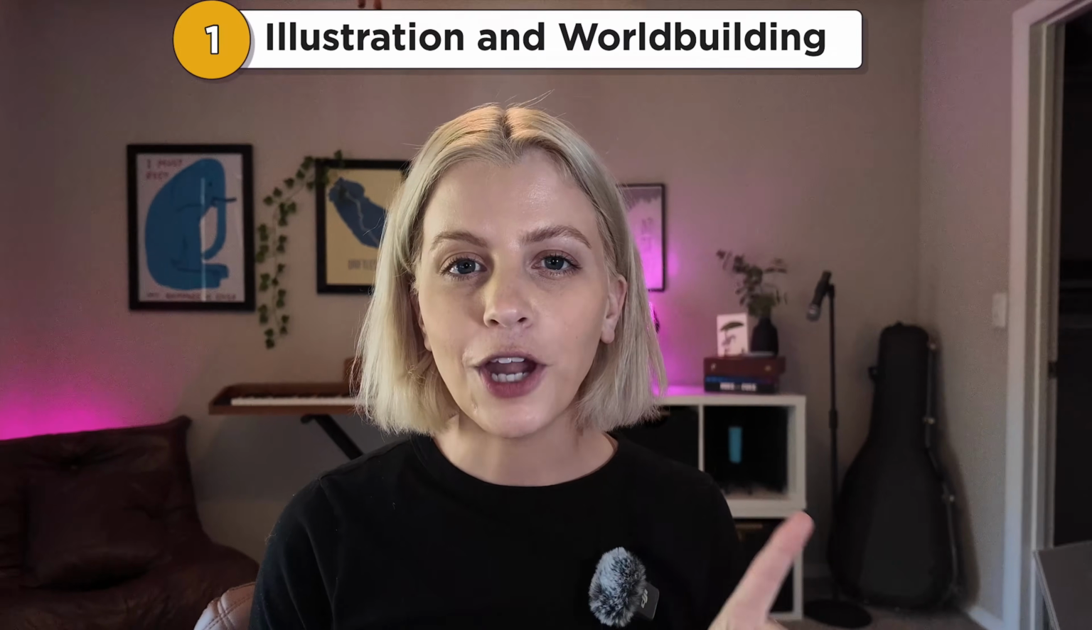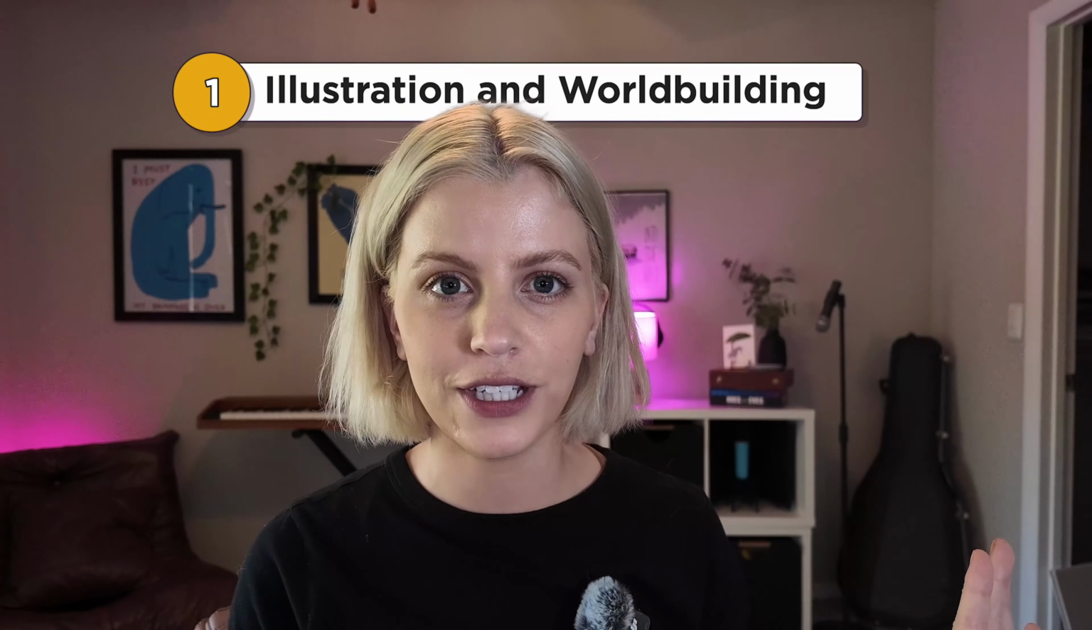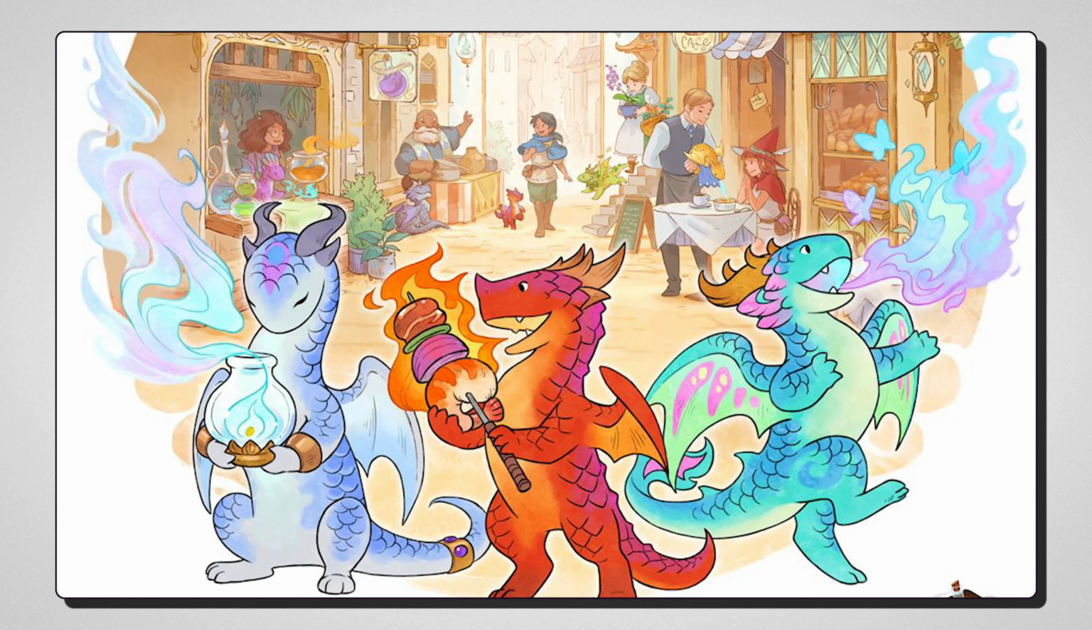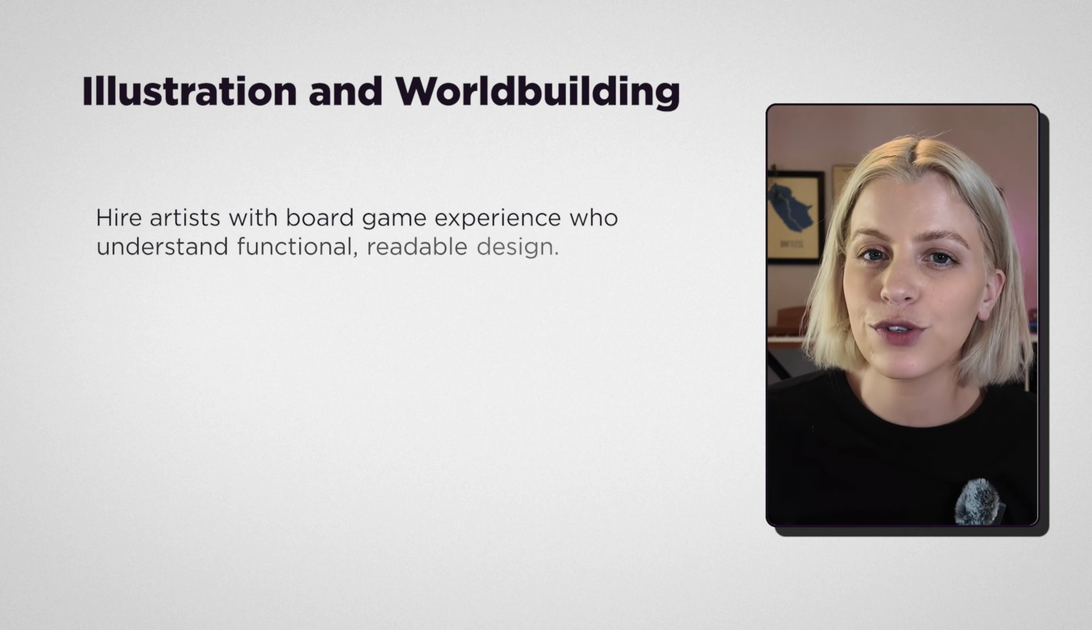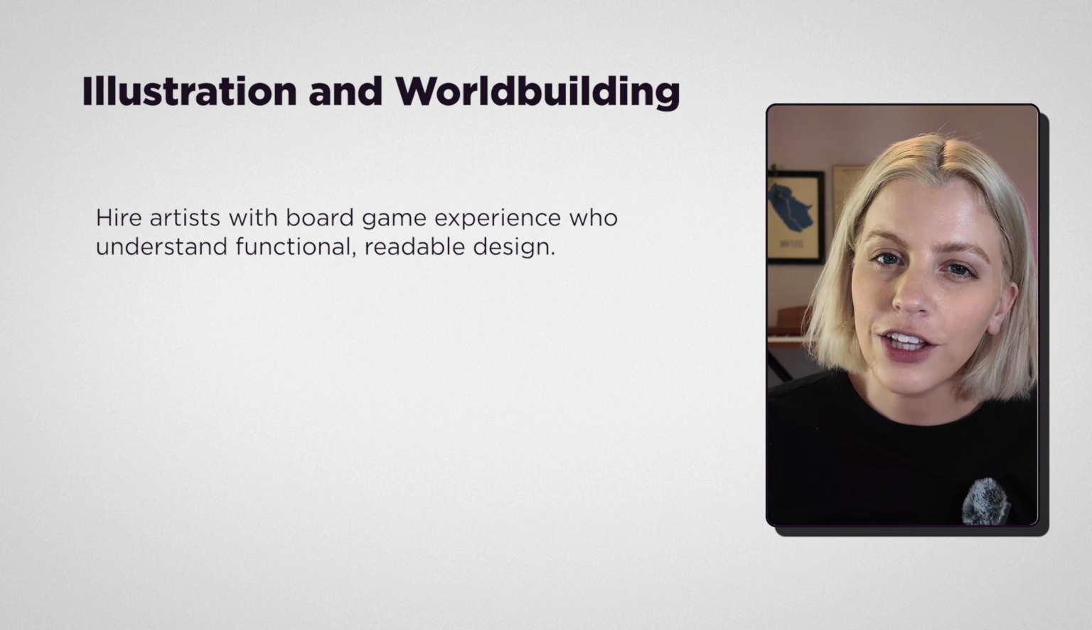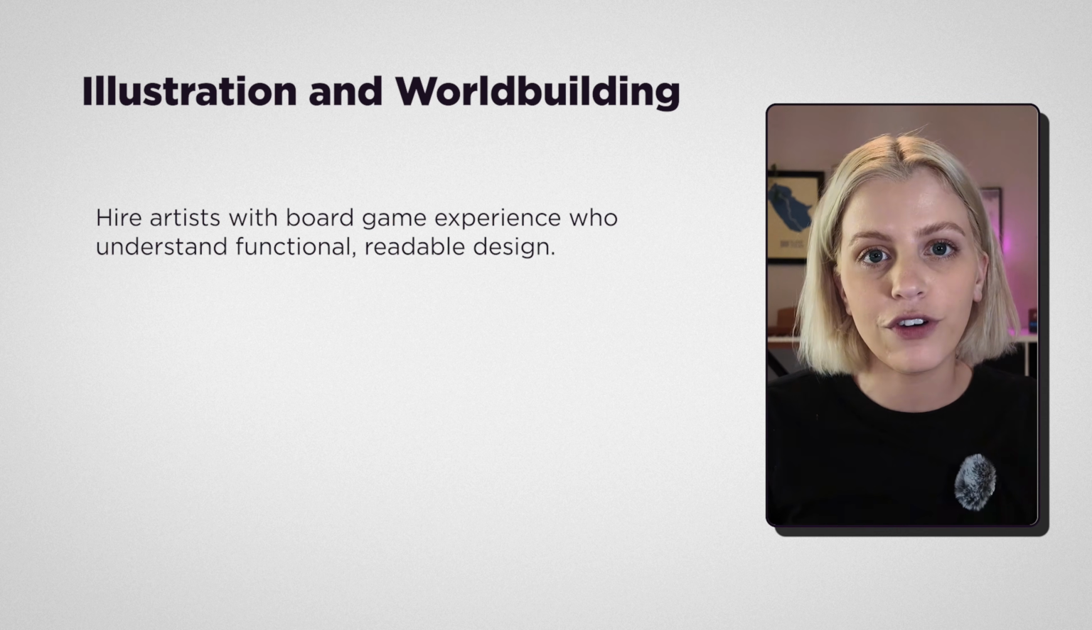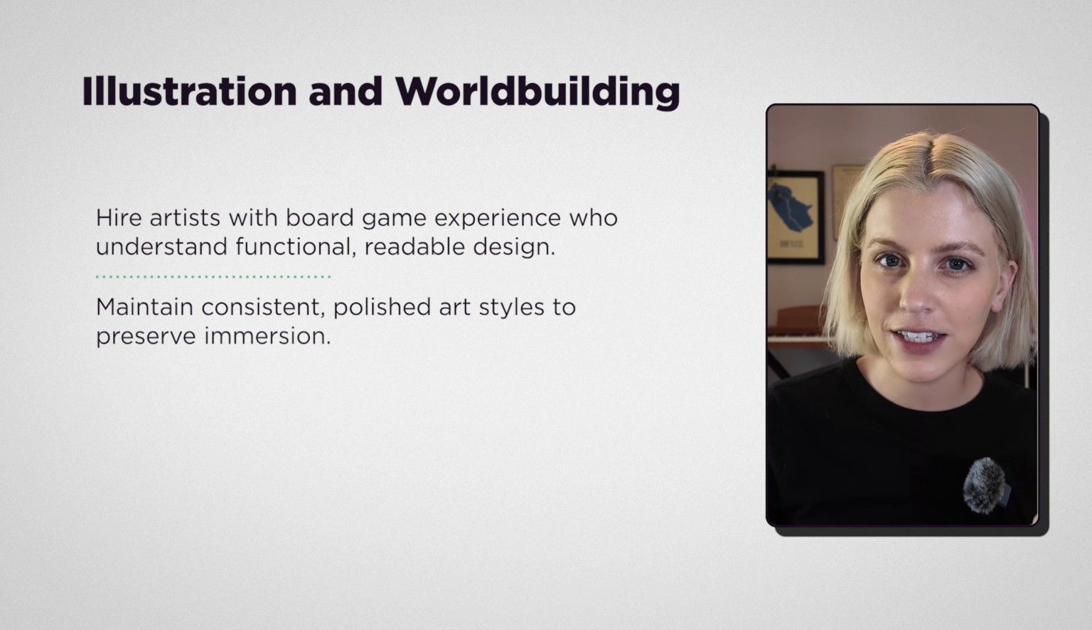Let's get started with talking about the 3 design pillars. Number 1 is illustration and world building. Artwork gives your game personality and emotional appeal, whether it's charming dragons, brutal sci-fi landscapes, or cozy woodland creatures. The visual tone you choose will help your audience understand what the game is about before they ever actually hold it. Make sure that you're hiring artists with experience in board games. They'll understand how to balance that detail with function, and look for consistency in the artwork.